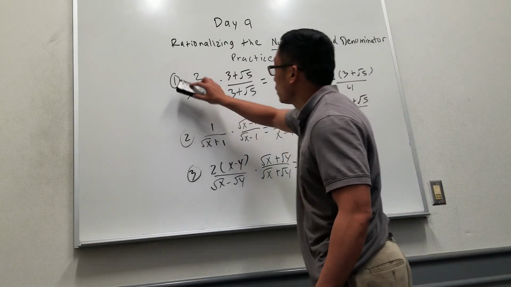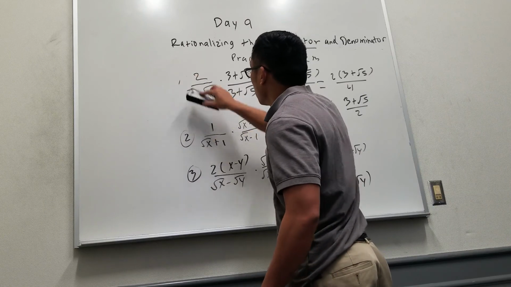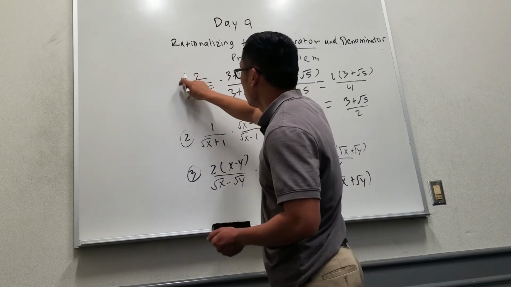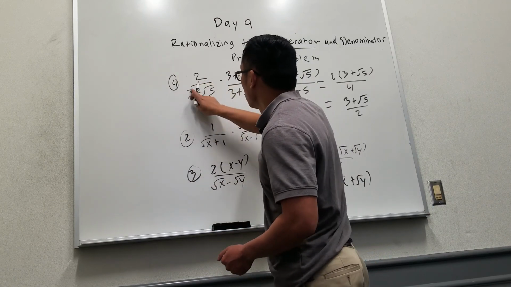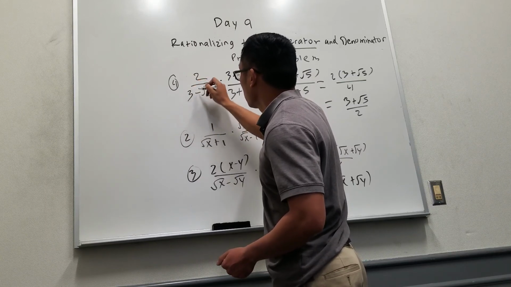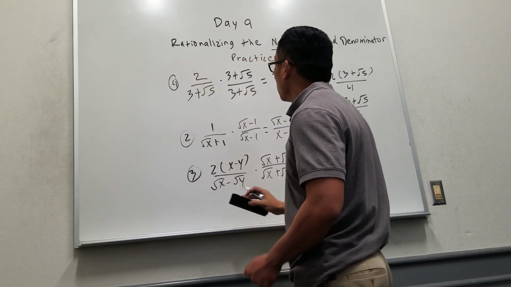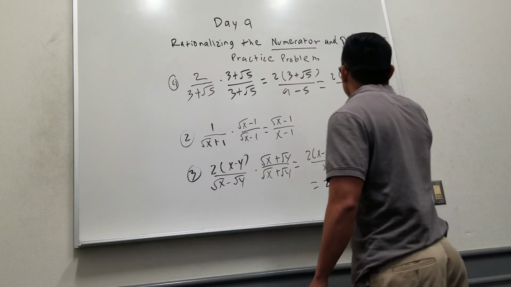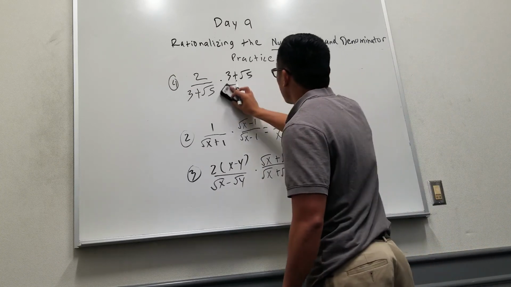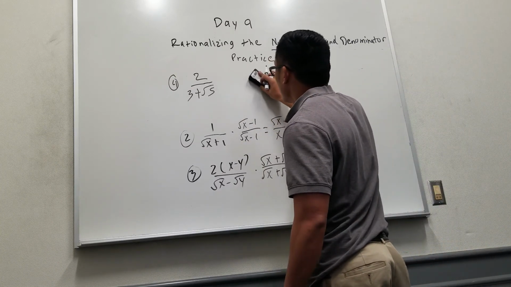Alright, so I'm going to erase number 1. So this will be 4. Now, this is 3. This is plus. So, erase this whole thing. So you try that out, see what you get.